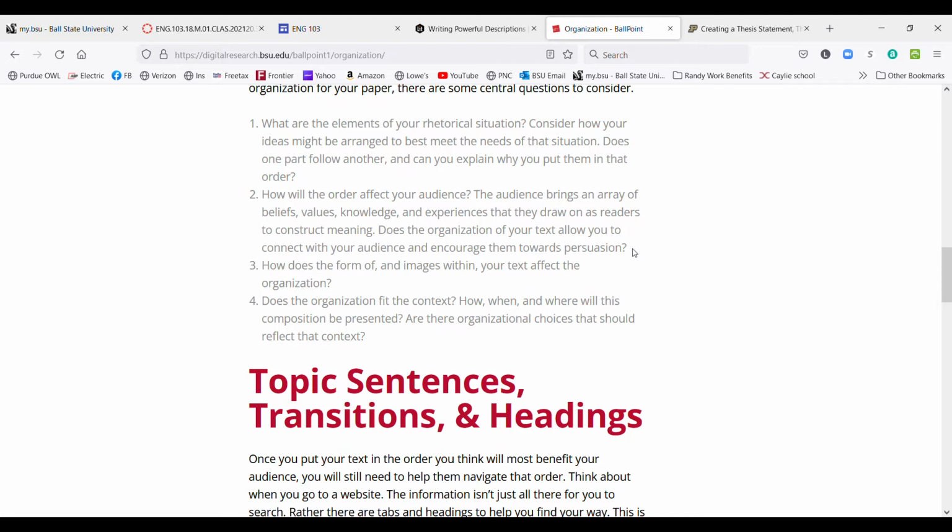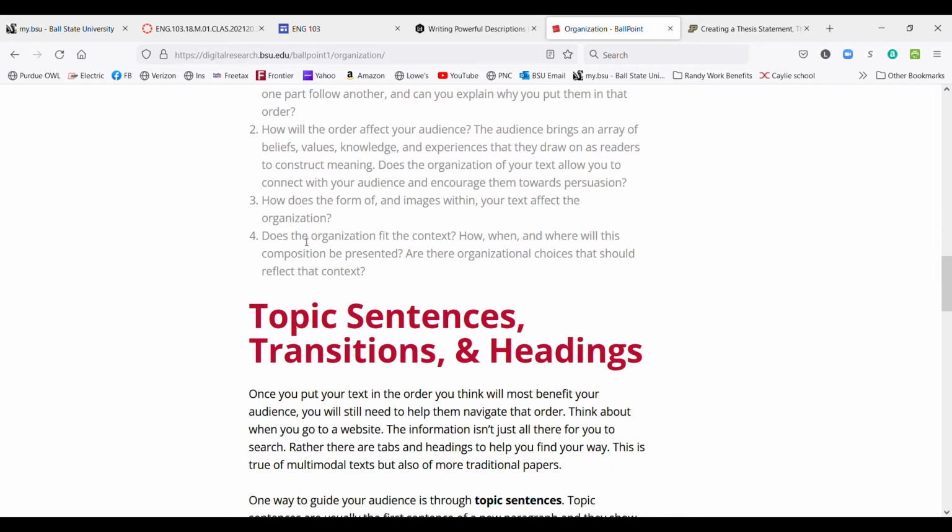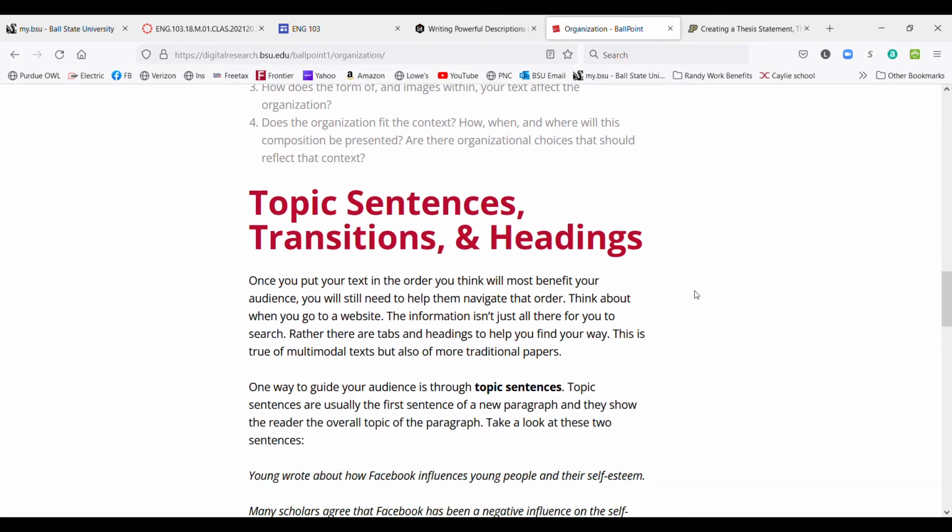I remember how they felt. That's that persuasion. How does the form of and images within your text affect the organization? Does the organization fit the context? How, when, and where will this composition be presented? Are there organizational choices that should reflect that content?